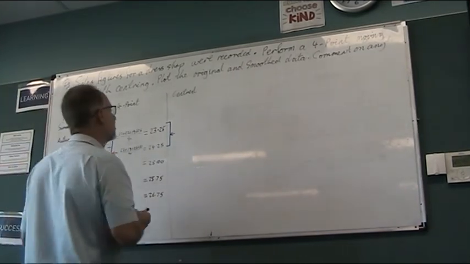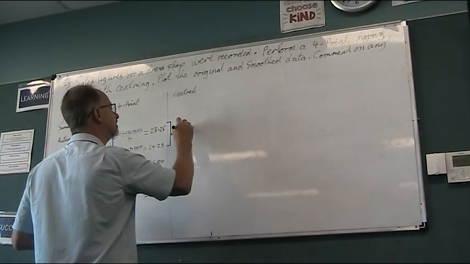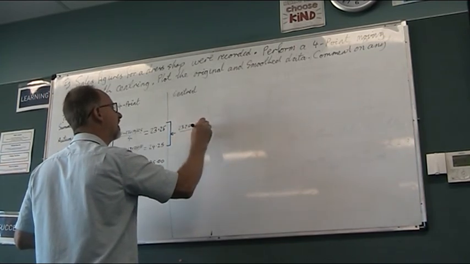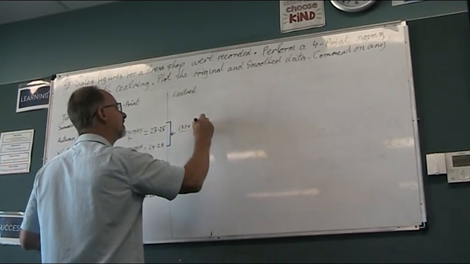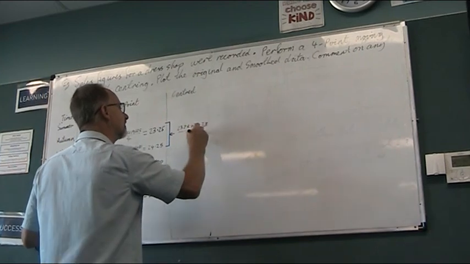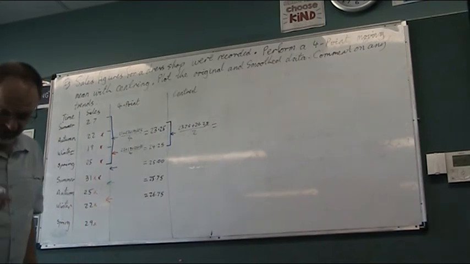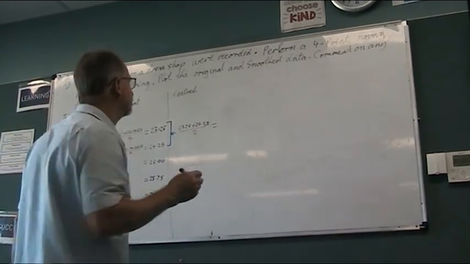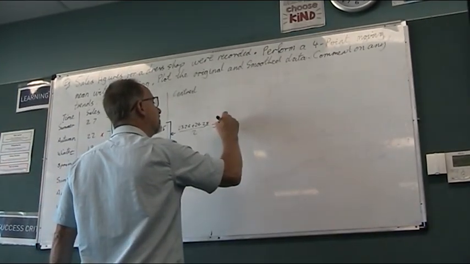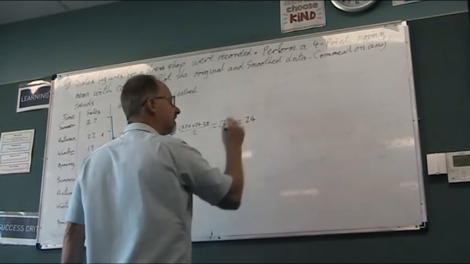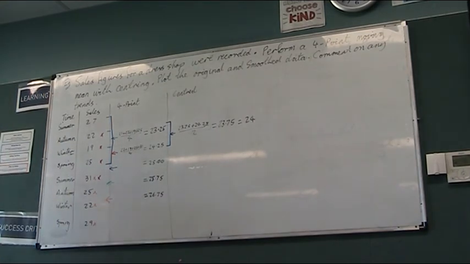So 23.25 plus 24.25 on 2, and when we work out that average, you get 23.75, which we then need to round to two significant figures, 24, because we started with 2 figures here.